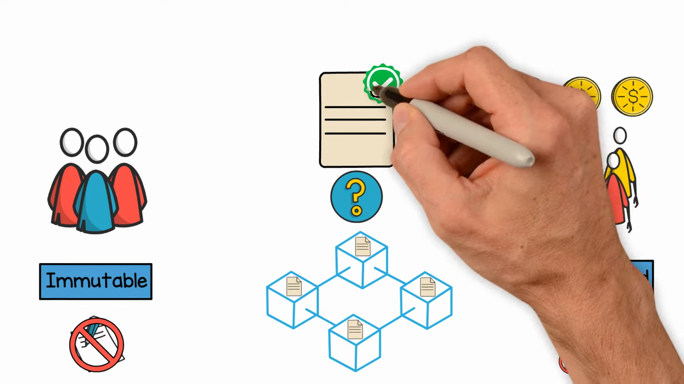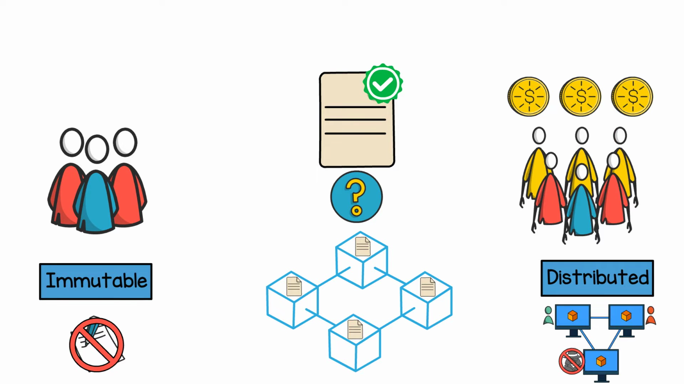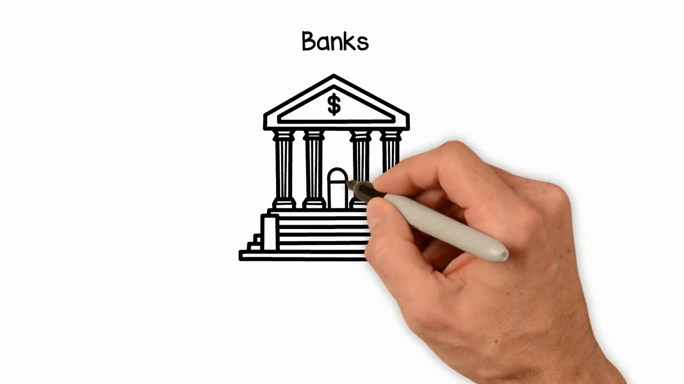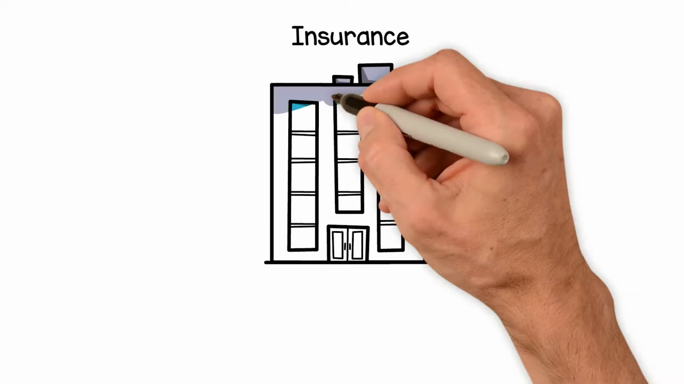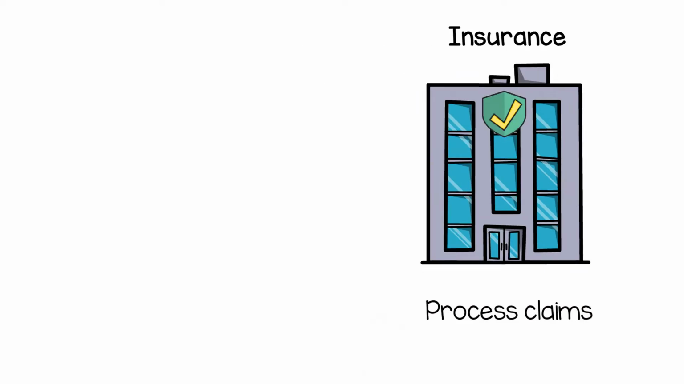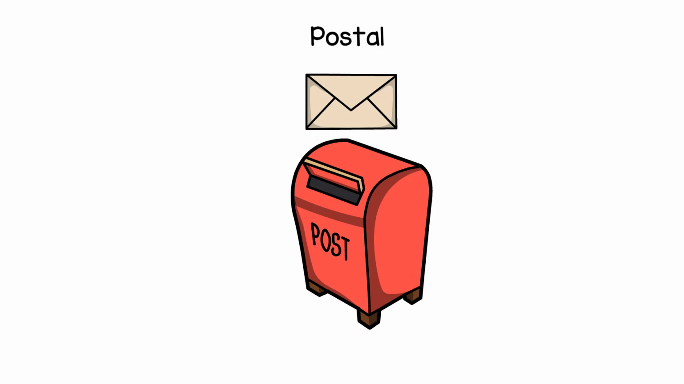Smart contracts can be applied to many different things, not just crowdfunding. Banks could use them to issue loans or to offer automatic payments. Insurance companies could use them to process certain claims. Postal companies could use them for payment on delivery, and so on and so on.